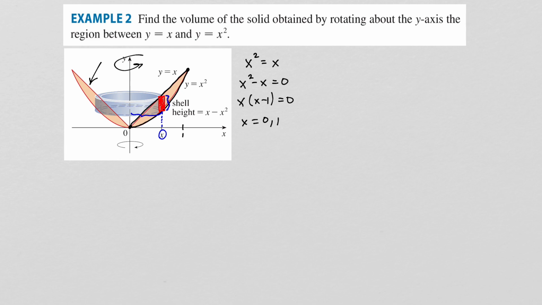So the volume will be 2 pi. We're going to integrate from 0 to 1. The radius is x, and the height is x minus x squared. So just like the previous problem here, when you go to do the integration, make sure you multiply this out first.